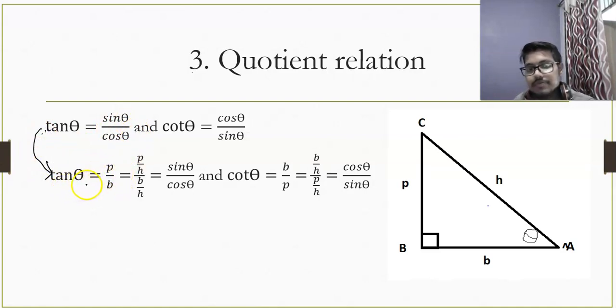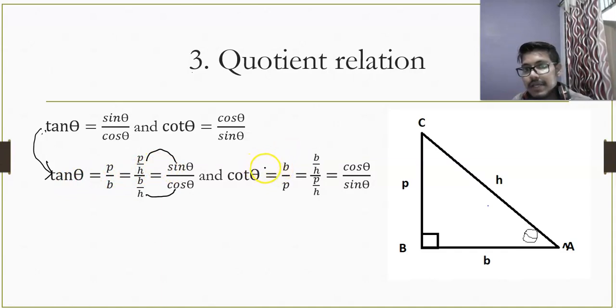We know that tan theta equals perpendicular upon base. If we divide by hypotenuse in numerator and denominator, then we will get perpendicular upon hypotenuse and base upon hypotenuse. In the previous page, I told you that perpendicular upon hypotenuse equals sin theta and base upon hypotenuse equals cos theta. So from here it is derived that tan theta equals sin theta upon cos theta.